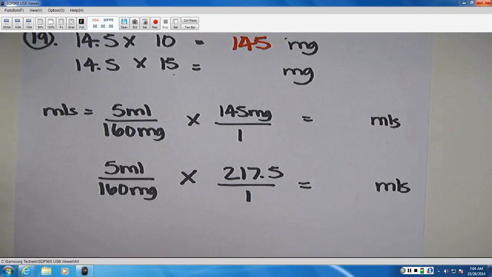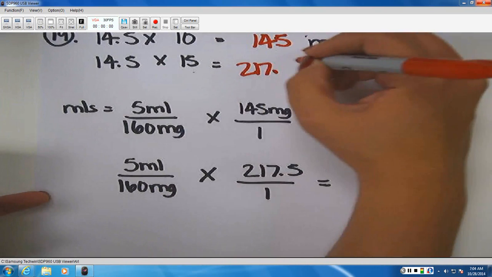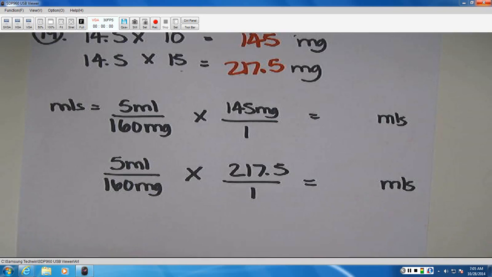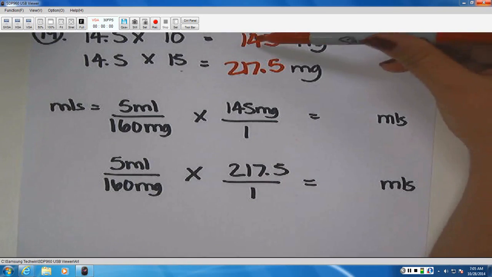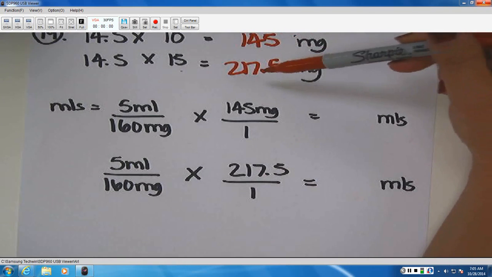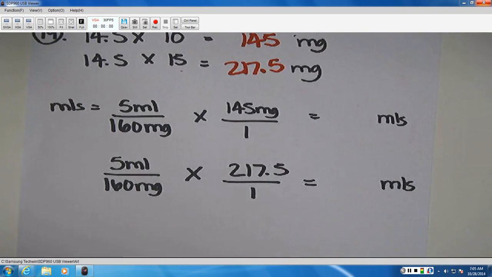And 14.5 times 15 equals 217.5. So the answer for 19A, Part A, is my range. My recommended dosage range is going to be between 145 milligrams and 217.5 milligrams. So as long as I stay within that dosage, every time I give this child a dose, I'm going to be administering a safe dosage.